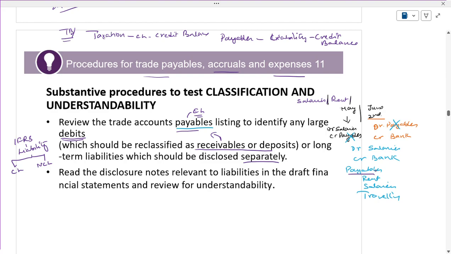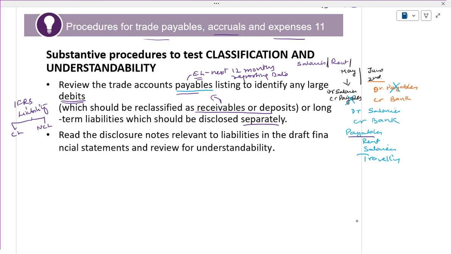What is the current liability? Current liability is nothing but what you are going to pay in the next 12 months. Is it the next 12 months after the reporting date? It means after 31st December, what you are paying in the next 12 months. That is the current liability for the firm. This will change as and when it's possible.